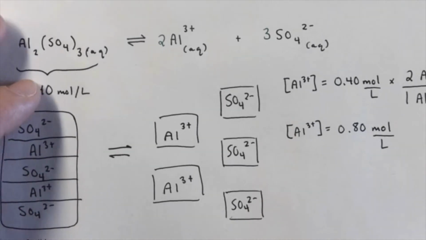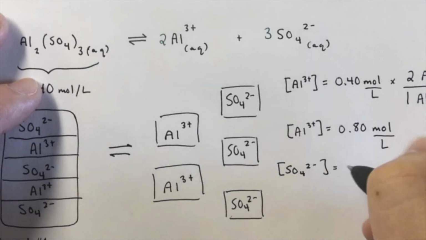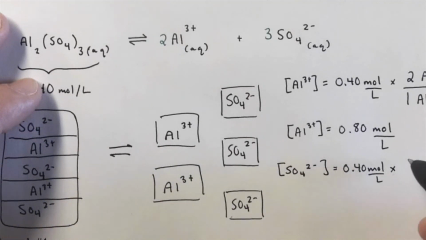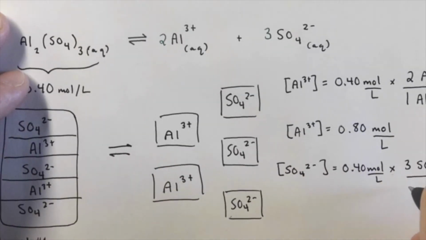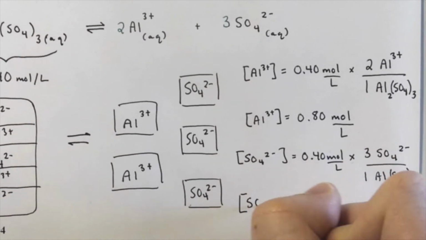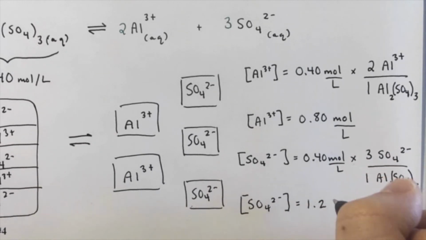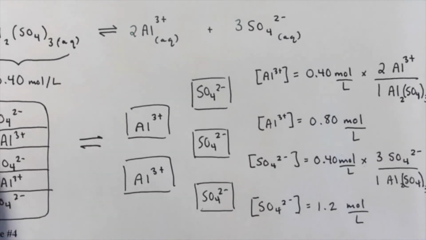All right, let's do the same thing for the sulfate. What is my concentration of sulfate ions? They are 0.40 moles per liter times, I get 3 sulfate ions per 1 aluminum sulfate. Oh, sorry about that. Move my page over. So my concentration of sulfate ions is actually 1.2 moles per liter. 3 times that amount.